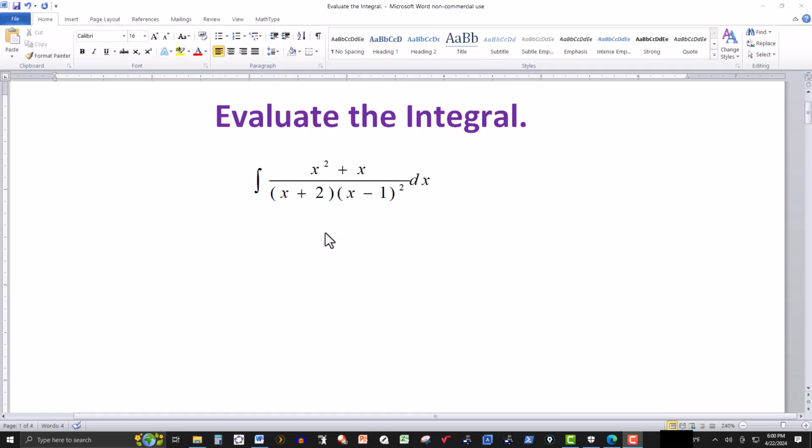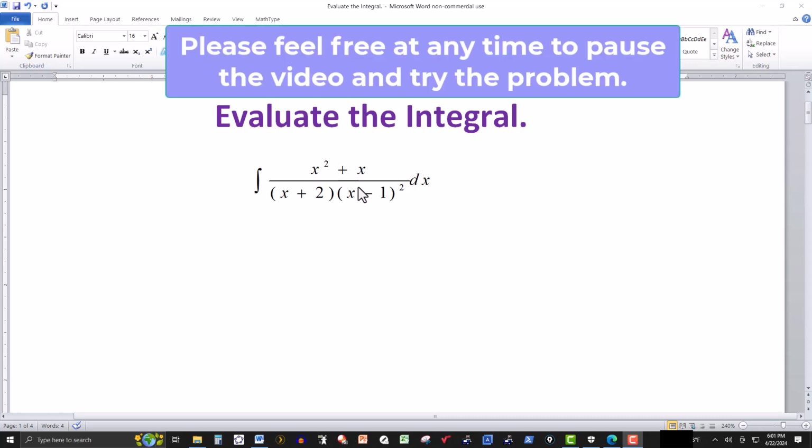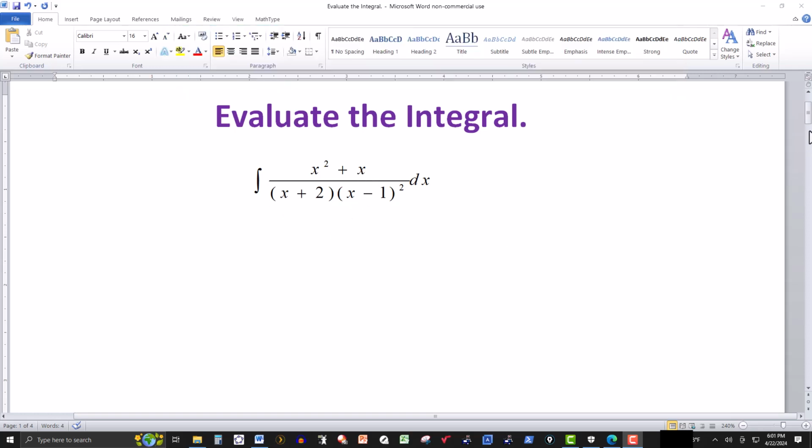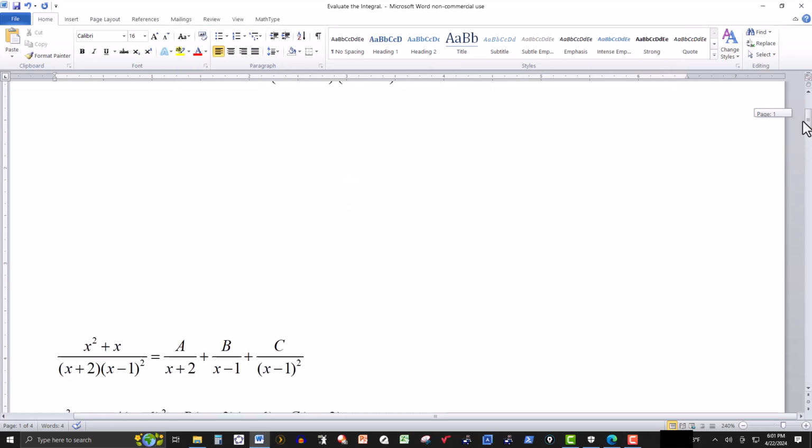In this video, we want to evaluate the integral of this rational expression here, x squared plus x over x plus 2 times x minus 1 quantity squared. Now, in our earlier video, we did the partial fraction decomposition of this same rational expression. So I'm going to link that video in the description. So I won't go over all the details here, but here's the way we have to start.